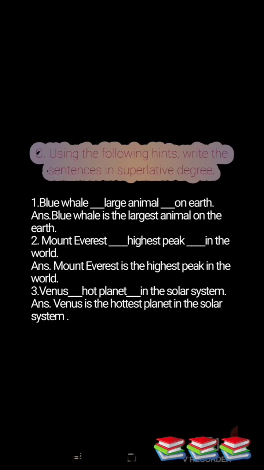Next one, you have to make it superlative degree. So you have to use the EST form. Blue whale, large, animal on earth. Blue whale is the largest animal on the earth. You can see here I convert the word large into largest. Mount Everest, highest peak in the world. Mount Everest is the highest peak in the world. Venus, hot planet in the solar system. Venus is the hottest planet in the solar system.